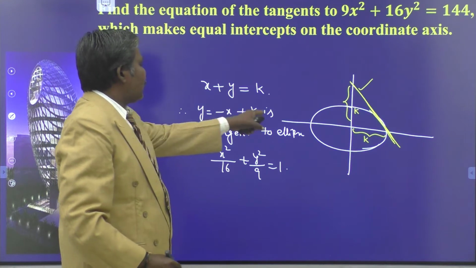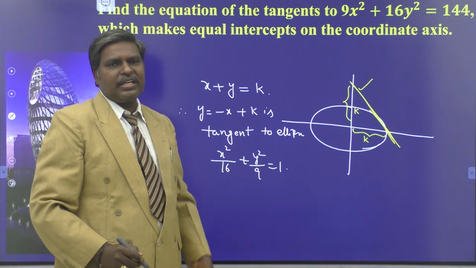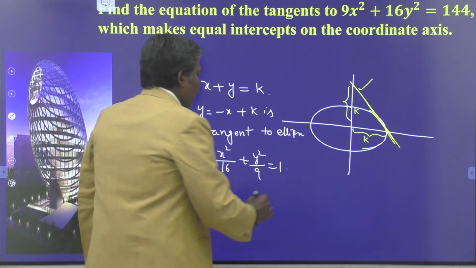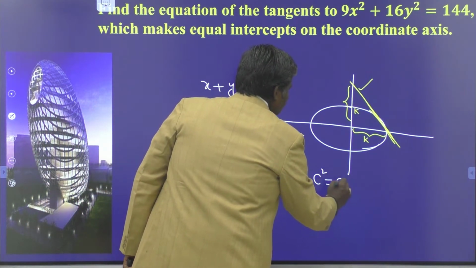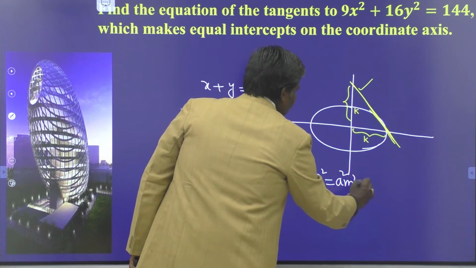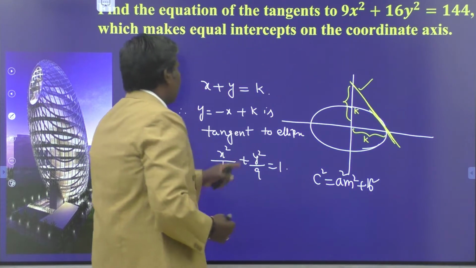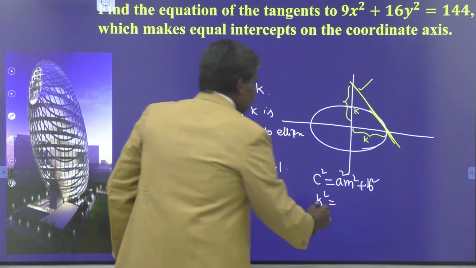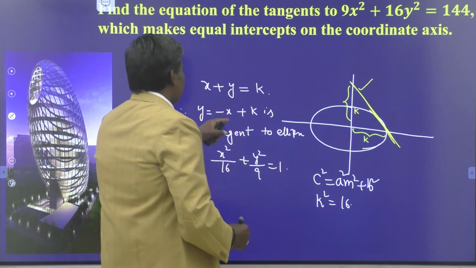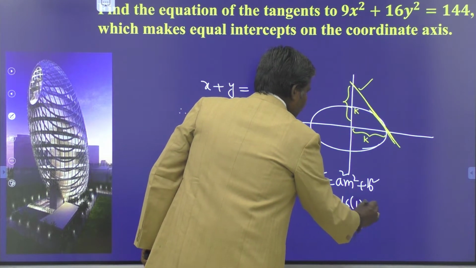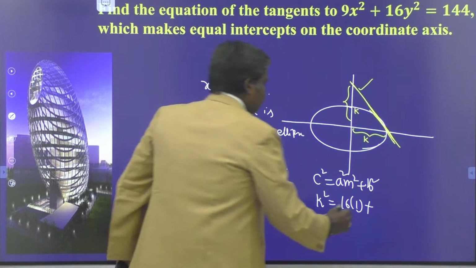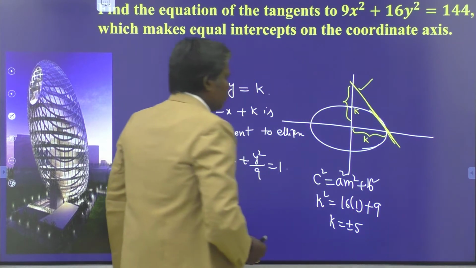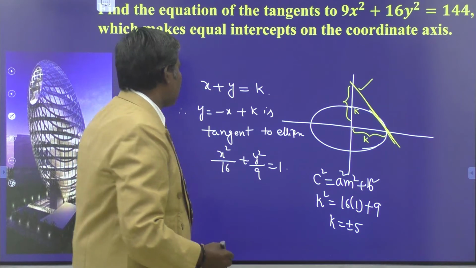So y equal to mx plus c is a tangent to the ellipse. What is the condition? Yes, c square is equal to a square m square plus b square. Apply the condition. What is our constant square? k square. So k square is equal to a square, that is 16, m square, that is minus 1 whole square, that is 1, plus b square is 9. So what is our k? k square is 25. The value of k is plus or minus 5.